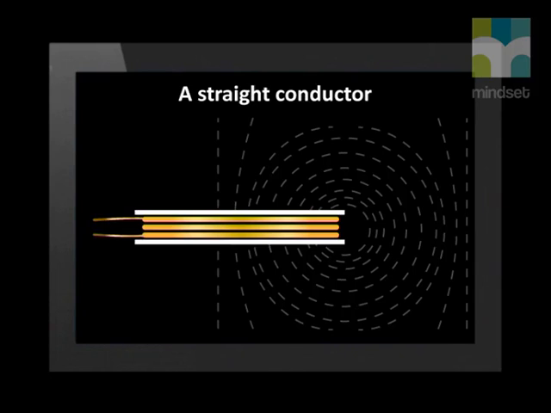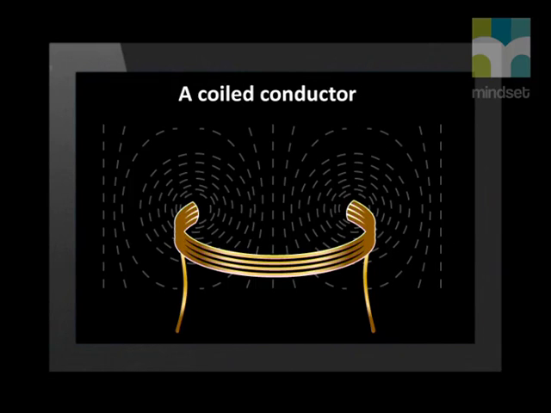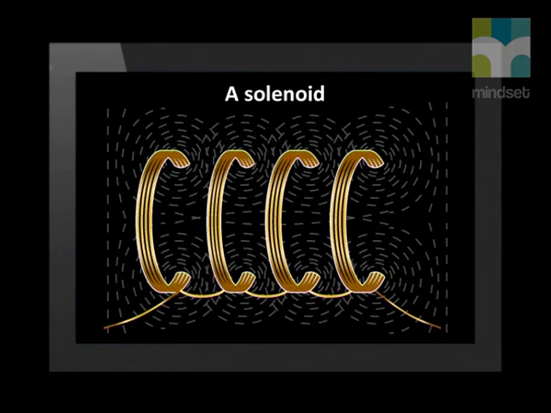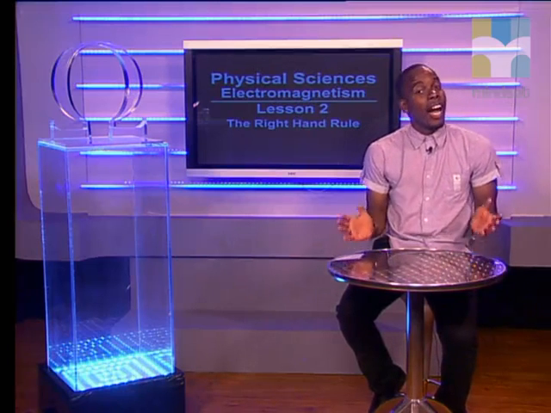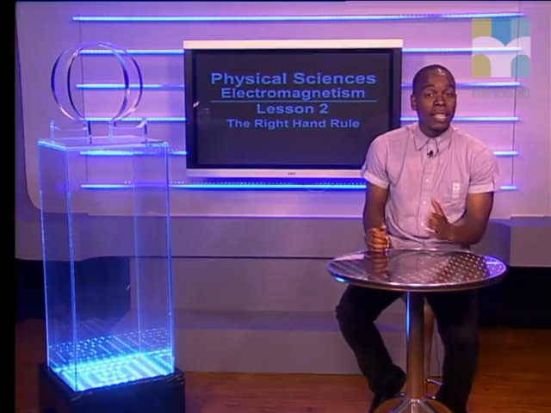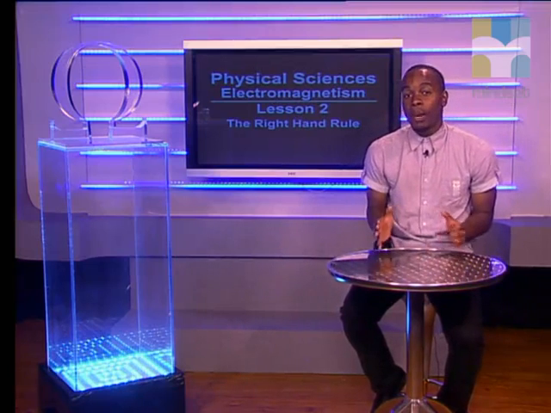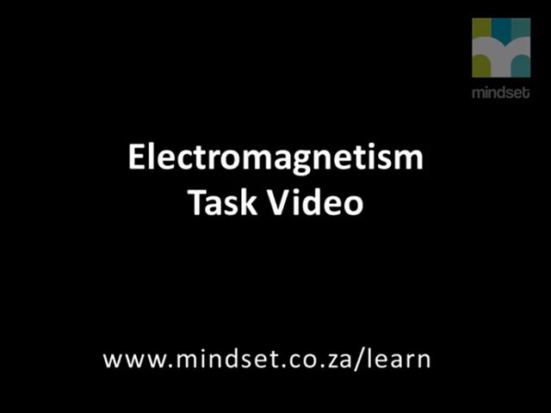So let's recap. Today we talked about the magnetic field around a straight current carrying conductor, a coiled conductor, and a solenoid. We also learned how to draw the diagrams of the magnetic fields and the rules that we can apply to find the direction of the magnetic field around them. Next time, we will look closely at electromagnets.